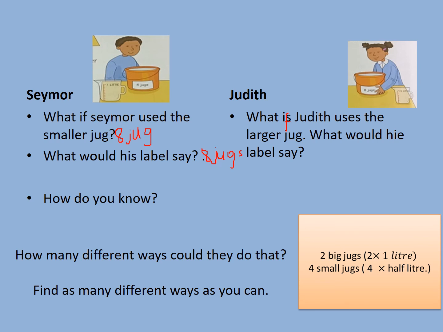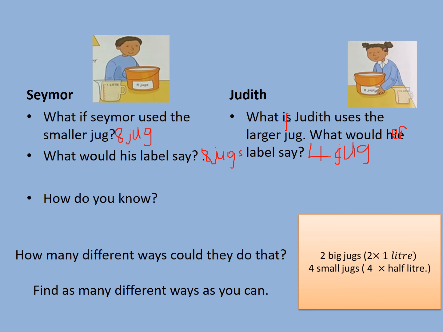Now for Judith, the question is, what if Judith uses the large jug? What will her level be? So her level will be 4 jugs. If she uses the bigger jug, her level will be 4 jugs. Okay, now there's another question below there.